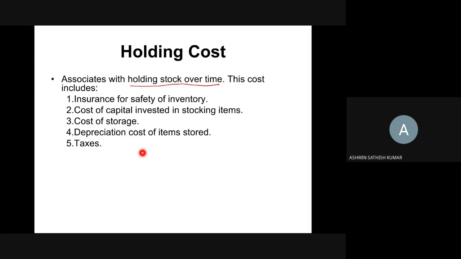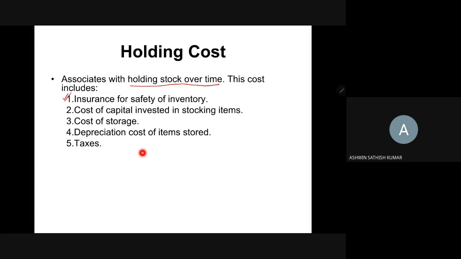So this cost includes the insurance or the safety of the inventory. Means, for example, if you have a gold or silver business or any other commodity business, you have to insure your shop, as well as the item. So that comes under the holding cost.